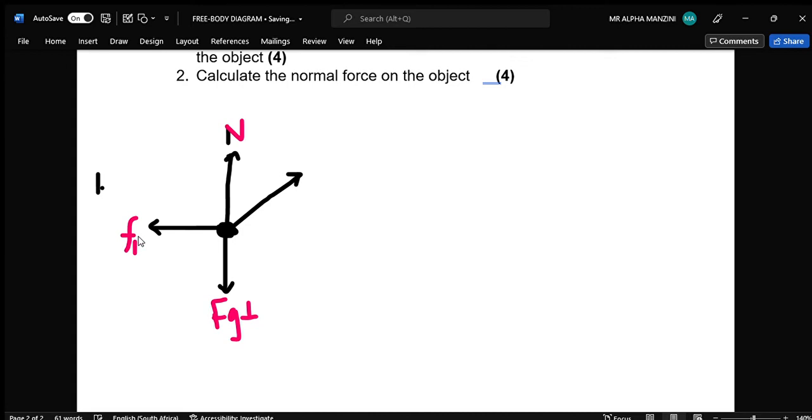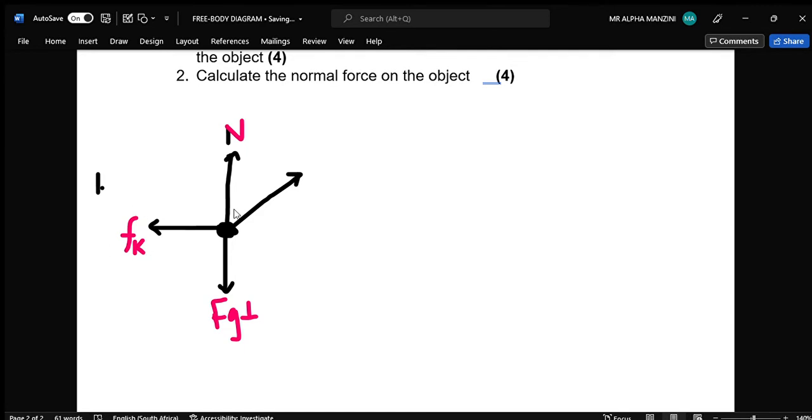Why Fk? It is the kinetic frictional force. Remember, we have 2 frictional forces: kinetic frictional force and static frictional force. A kinetic frictional force is the force that opposes the motion of a moving object, and a static frictional force is the force that opposes the motion of a stationary object. Since it is moving, we call this force kinetic frictional force.